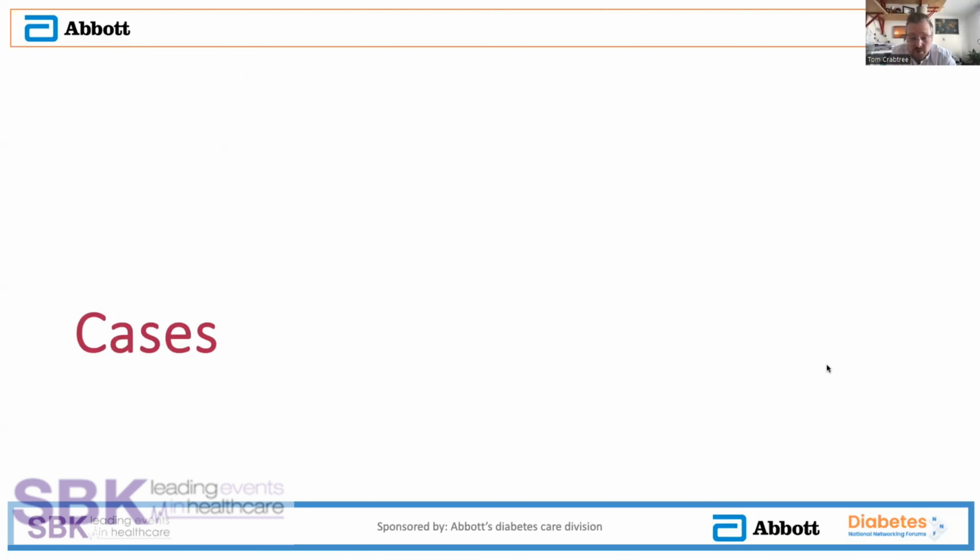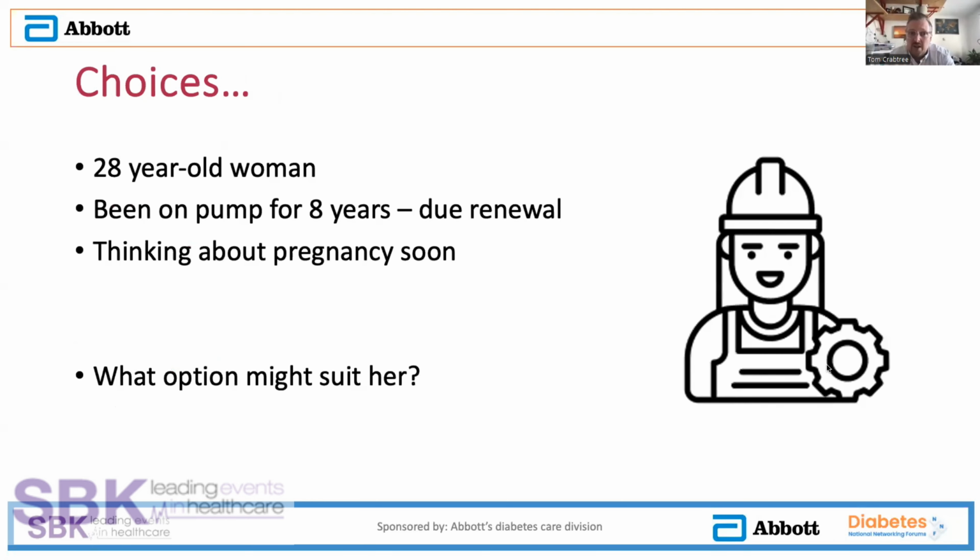So now I'd like to come on to some cases of some of the choice dilemmas that we come across in clinic. And hopefully you agree with the choices, or you may have your own preferences of what you would guide them towards. The first one: a 28-year-old woman who's been on a pump for 8 years and is very soon due to have that renewed. She's thinking about pregnancy in the next few years, so what option might suit her?